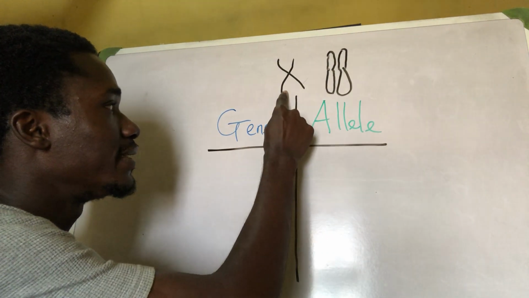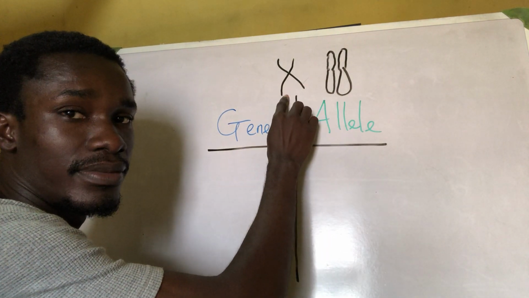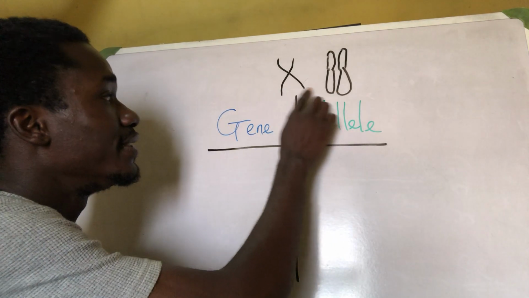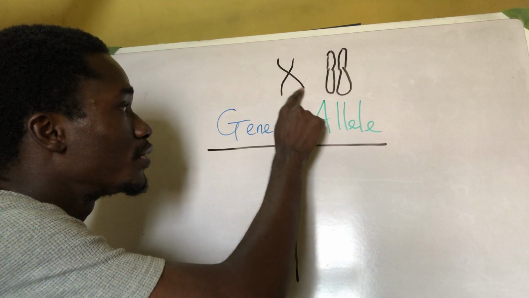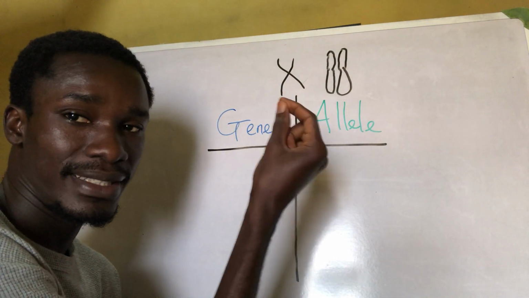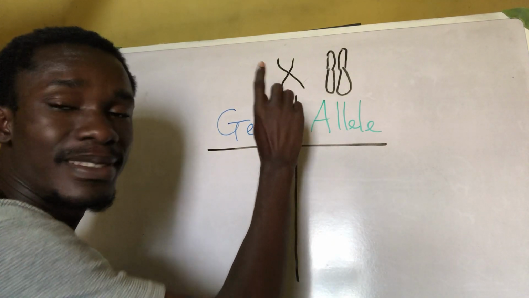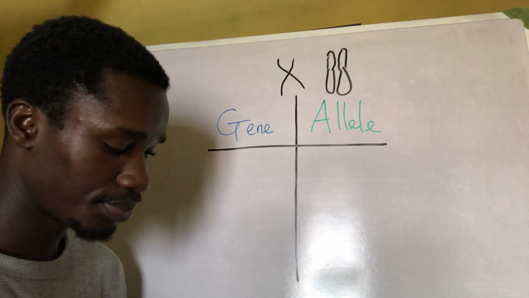Now let's look here. This is a single chromosome. This is the same thing. What you see here is exactly what you see here. These are not two chromosomes. This is one chromosome, but it has duplicated. So now we have two chromatids, sister chromatids, making up this one single chromosome.